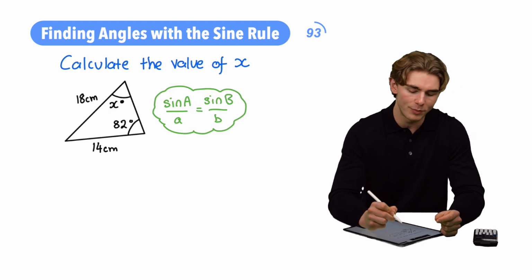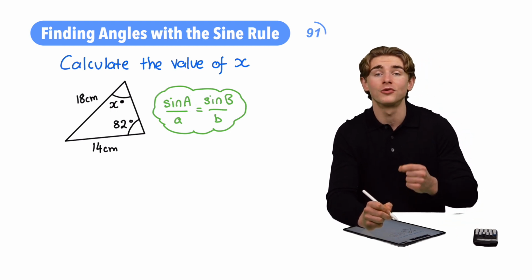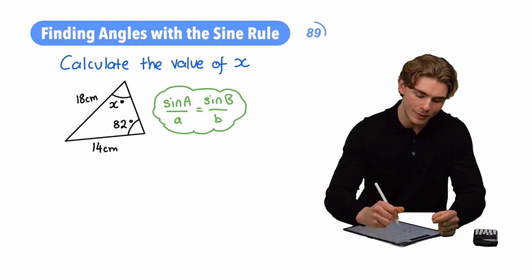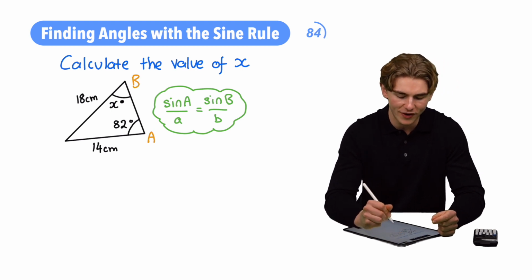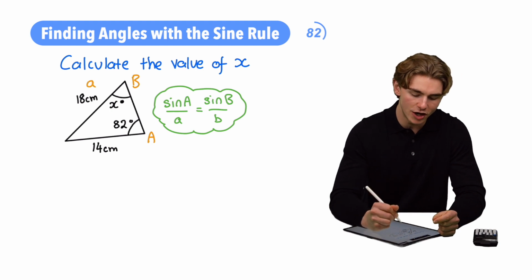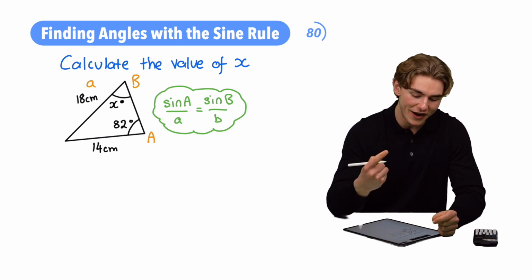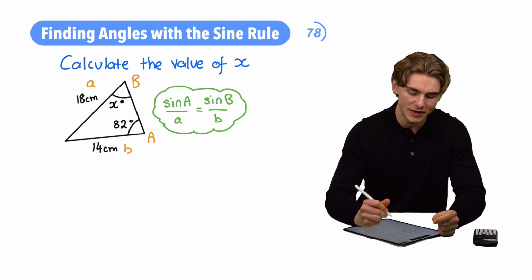So how are we going to apply the sine rule here? Step number one, we're going to label our angles and our sides. Remember, guys, angles are going to be our uppercase letters, and sides are going to be our lowercase letters, and our capital A is going to be opposite our lowercase a, and our capital B is going to be opposite our lowercase b.